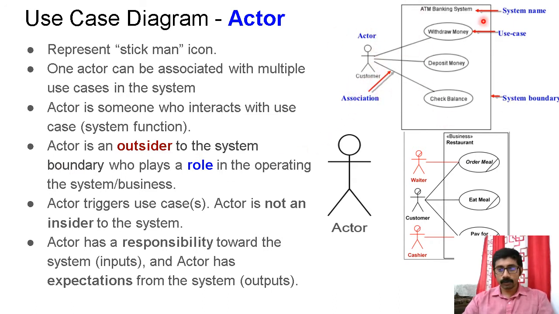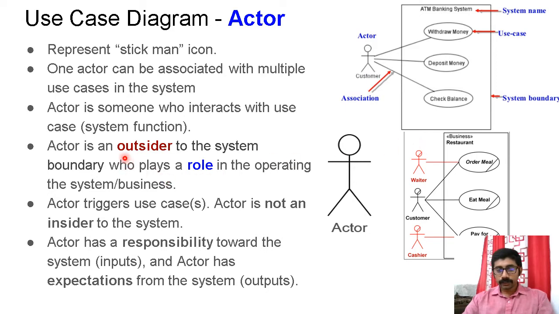So this is the system boundary. The actor is an outsider. He interacts with the system. An actor triggers use cases. An actor is not an insider to the system. An actor has a responsibility towards the system. That means he will provide inputs, and the actor has expectations from the system. That is nothing but the outputs. As I mentioned, an actor is not a user. It is more like a role played by a user while using a system.